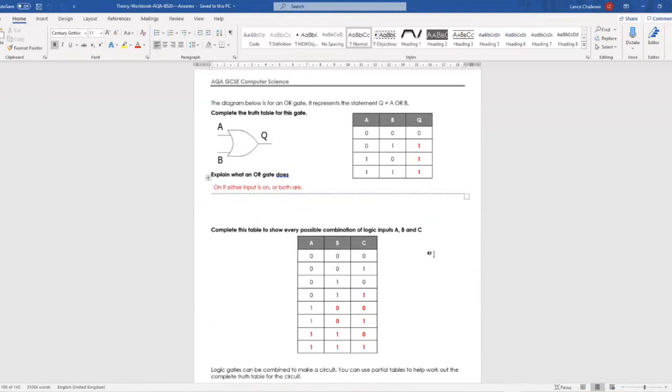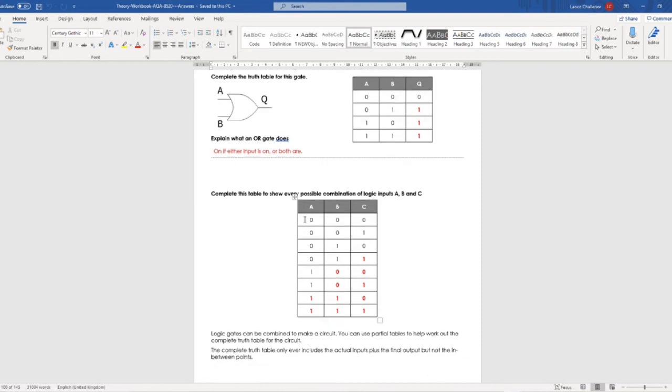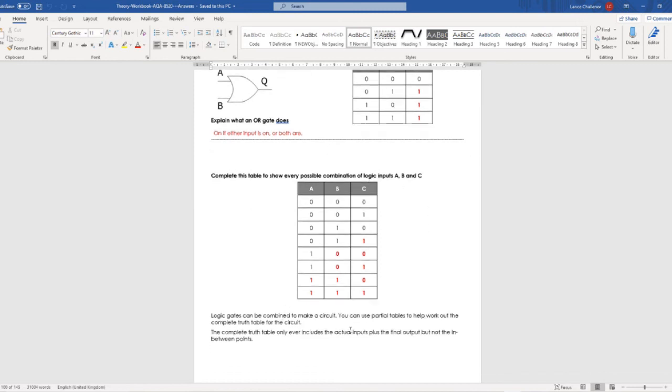And then complete the table to show every possible combination of the logic inputs A, B, and C. So if we've got 3 inputs, that means we've got 3 bits, and 3 bits, as we know, if we count in binary, is 0 to 7, which is 8, right? And here we count from 0 to 7. So 0, 1, 2, 3, 4, 5, 6, 7. So these are all the possible combinations of those 3 inputs, right? And I don't recall ever seeing a truth table that had more than 3 inputs.